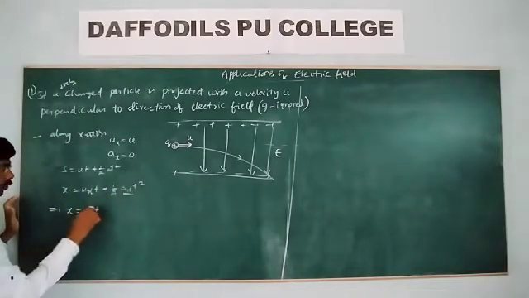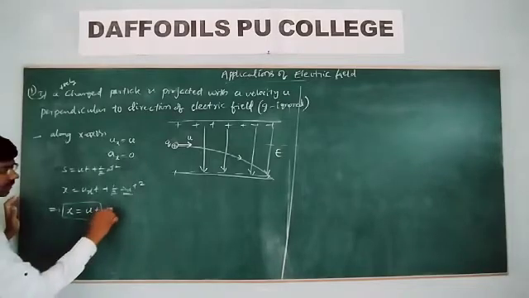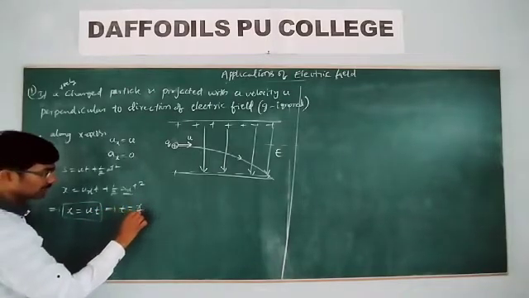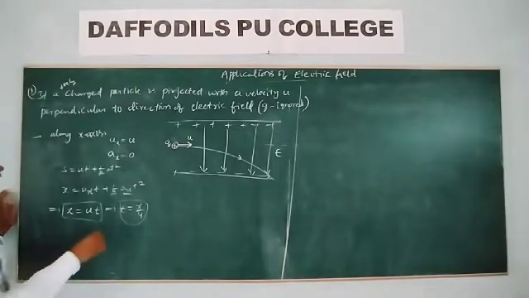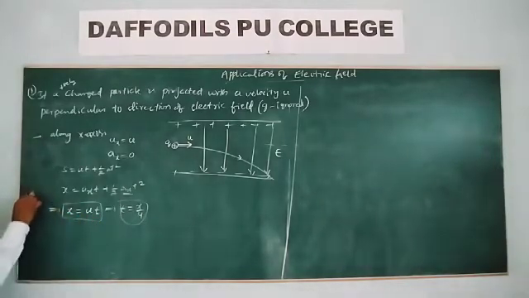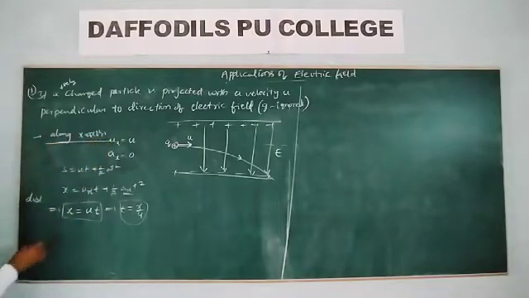Then what do we get here? x is equal to u into t. From this one, t is equal to what here? x by u. Now, Vx is equal to what? Distance along x-axis, distance traveled.